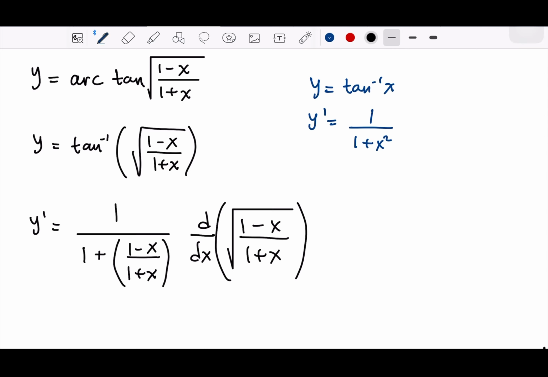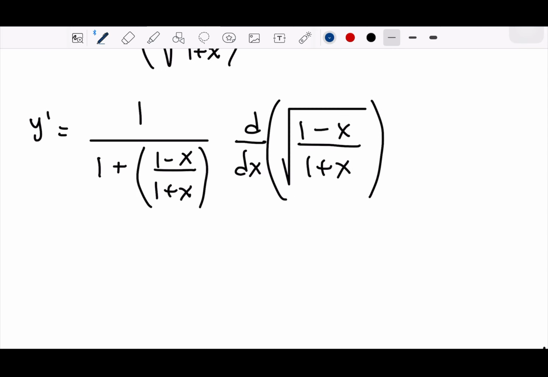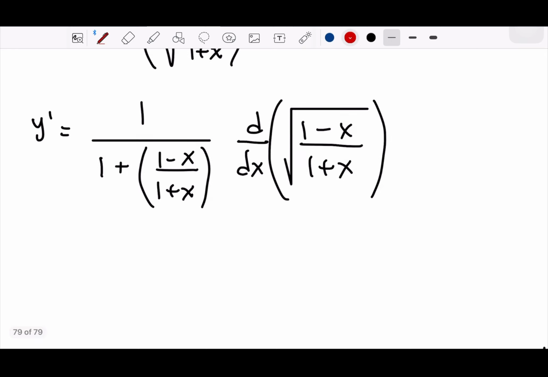Okay, maybe using a different color. Now let's solve this, and let's simplify this first. So let me use red color to give you an overview.